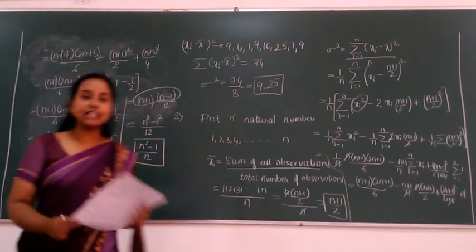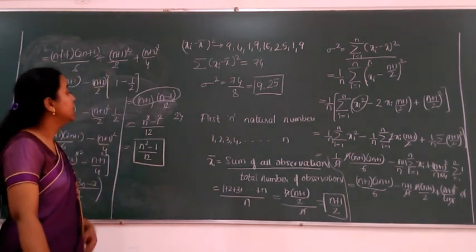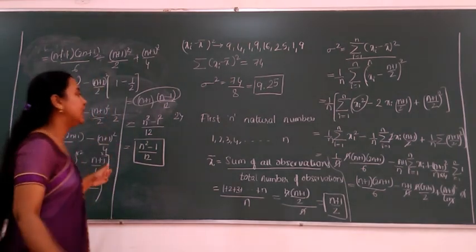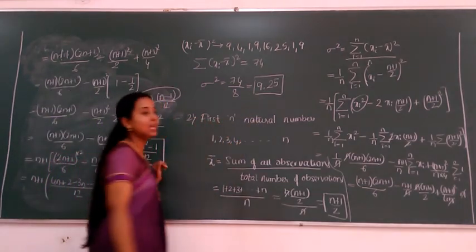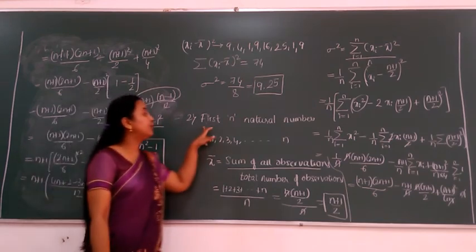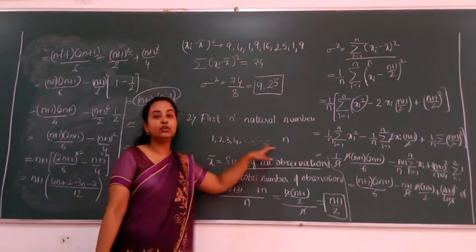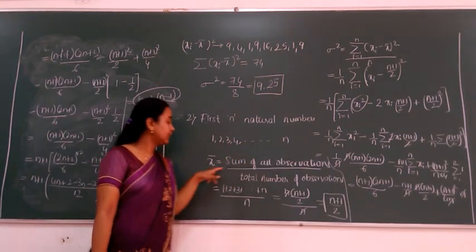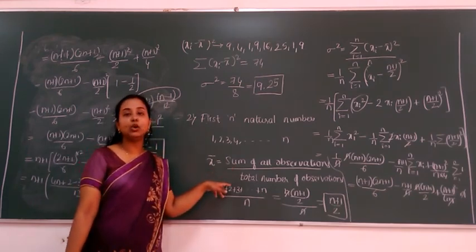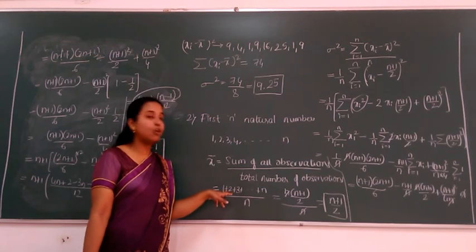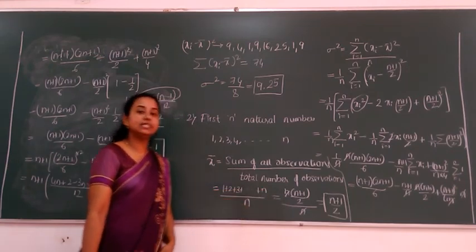I'll just once again explain you the second problem. Listen to it carefully. So what is the question? You need to find the mean and variance for first n natural numbers. So first let us write what are those n natural numbers. 1, 2, 3, 4, so on until n. Our basic formula of mean is what? Sum of all the observations divided by total observations. That is sum of 1, 2, 3, so on up till n. And the total observations we are considering here is n itself.